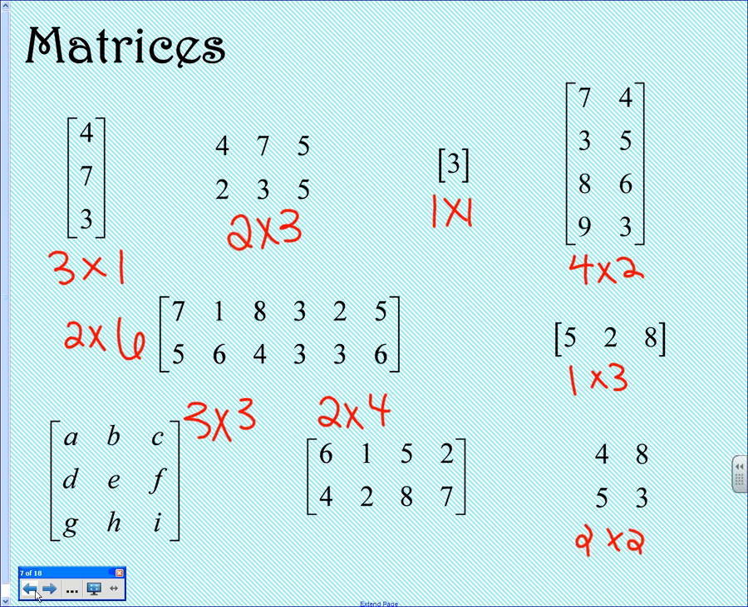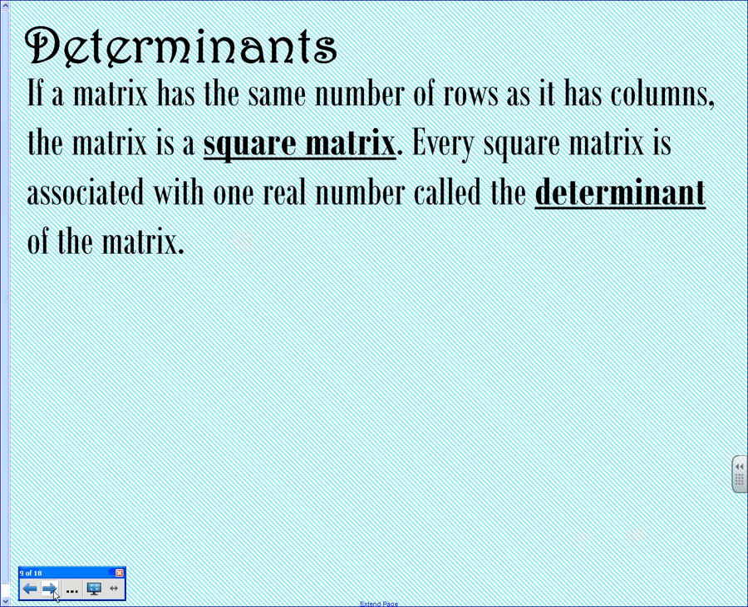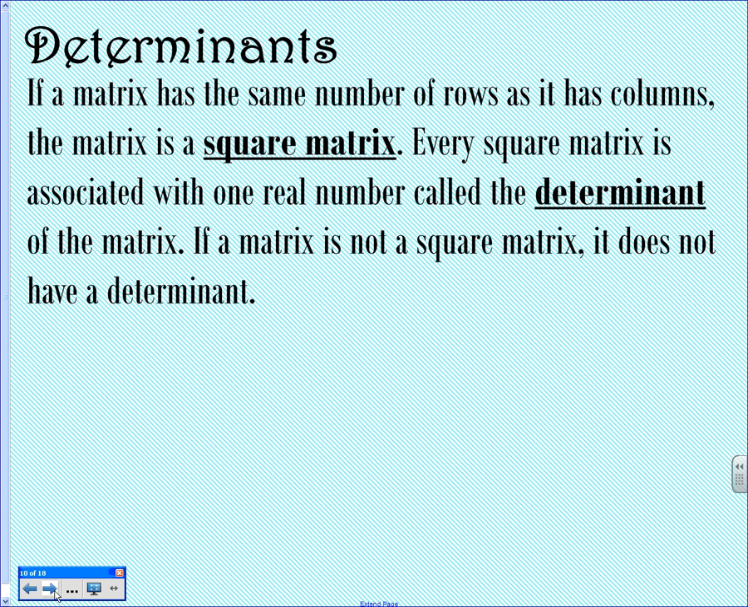Square matrices are special because they can be associated with a real number called the determinant. Only square matrices can have a determinant. So every square matrix has a determinant. If it is not a square matrix, it cannot have a determinant. So determinants are only associated with square matrices.